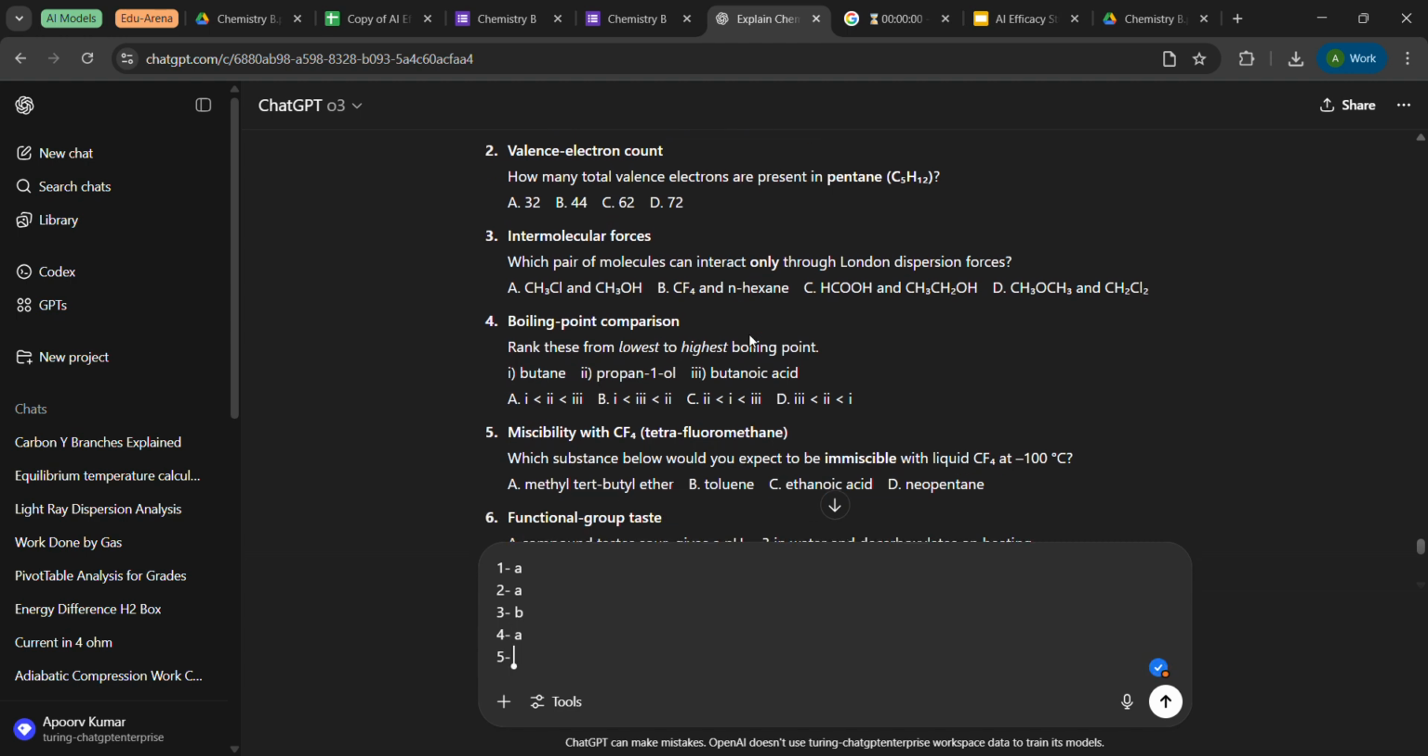For the fifth miscibility, CH4, which of the following substances would you expect to be immiscible with CH4 at minus 100 degrees Celsius? CH4 is a non-polar substance, so the one that is added should be a polar substance. Ethanoic acid has dipole-dipole strength, which means it is a polar substance. So the answer should be C.